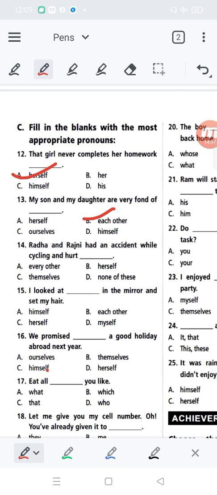Again that comparison, each other. So definitely not herself, because it is not a singular one. Radha and Rajni both had an accident. Radha and Rajni had an accident while cycling and hurt themselves. Question 14, hurt themselves, and option D is none of these. Just check once.